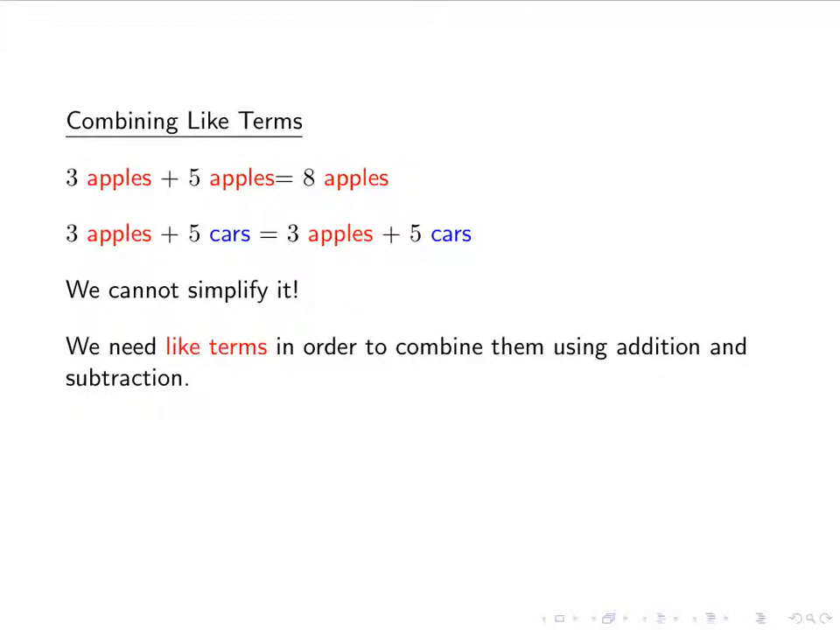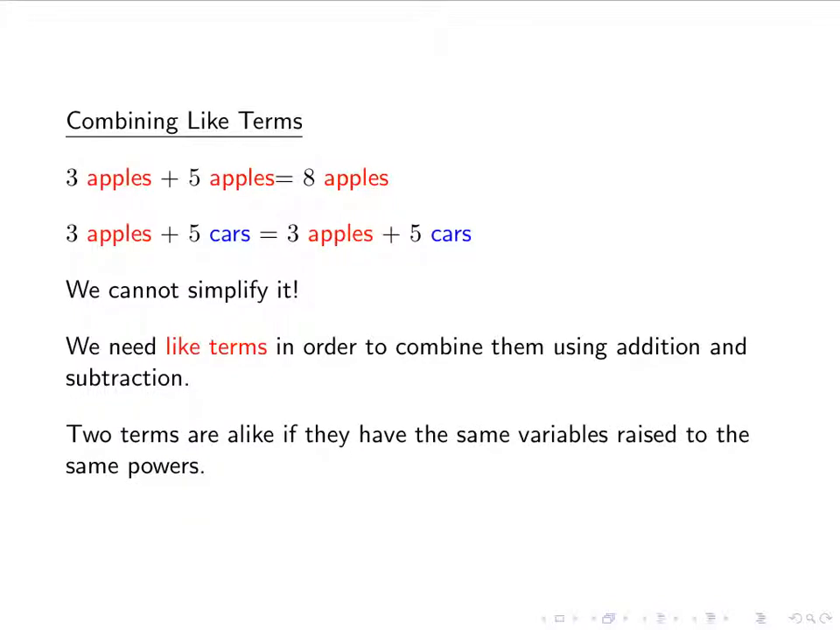We need like terms in order to combine them when we're using addition and subtraction. When it comes to multiplication and division, it's quite different. So when we say combine like terms, we mean using addition and subtraction. And two terms are alike if they have the same variables raised to the same powers. So they both have to have an x squared and a y cubed and no other variables, for instance.